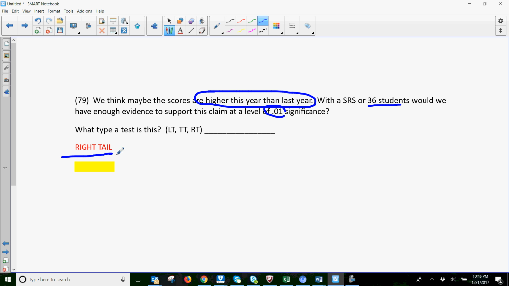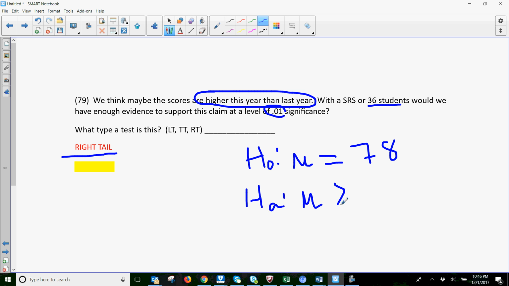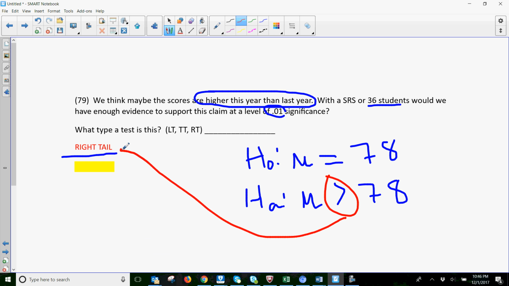So it's a right tail test because we have a null hypothesis, which says the scores last year were 80. Or no, sorry, they were 78. And now we're going to say the alternate hypothesis that we think mu might be higher than 78. So now this right here, greater than, is pointing to the right. So it's going to be a right tail test.